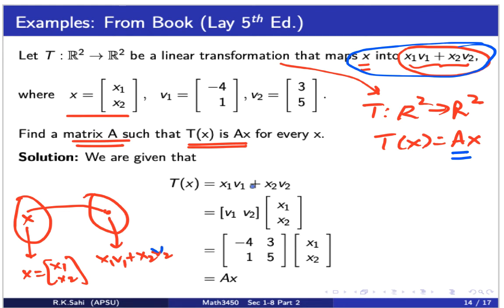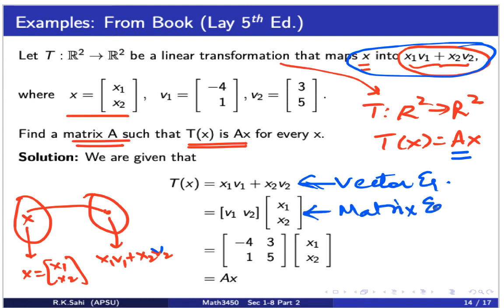Okay, let's look at this one. So we are given that T of x maps x into this linear combination. Now notice this is a vector equation. This vector equation we can easily write as a matrix equation. Now replace the matrix in this matrix equation, v1 and v2, by the values given to us. So minus 4, 1, 3, 5. And clearly this is a matrix A.